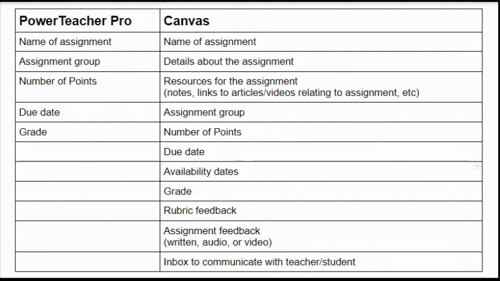In PowerTeacher Pro, students will see the name of the assignment group, the number of points, the due date, and the grade. However, in Canvas, students will see all of this and so much more. They will see additional details about the assignment and resources for the assignment, and not only their grade, but any feedback from the rubric or written, audio or video feedback that you have created on the assignment. They'll also be able to use the inbox to communicate with you or you with them.